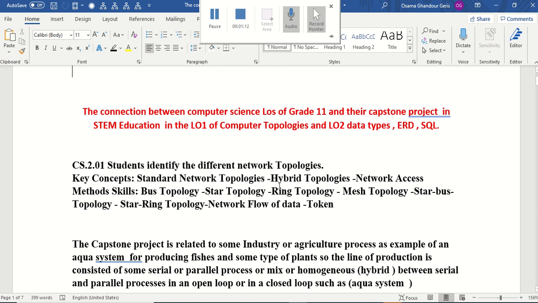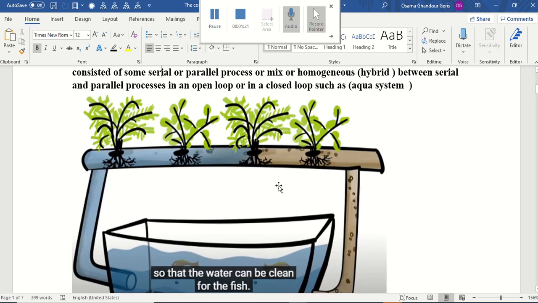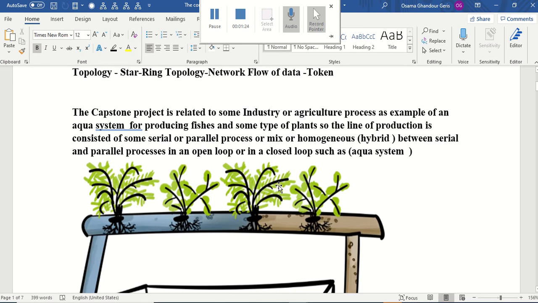First, let's start with the computer topologies and their relation to the Capstone project. The Capstone project in grade 11 is related to some industrial or agricultural process, as an example an ecosystem for producing fishes and some type of plants. So the line of production consists of some serial or parallel processes, or a hybrid mix between serial and parallel processes, in an open loop or in a closed loop, such as an ecosystem for producing fishes and some type of plants.